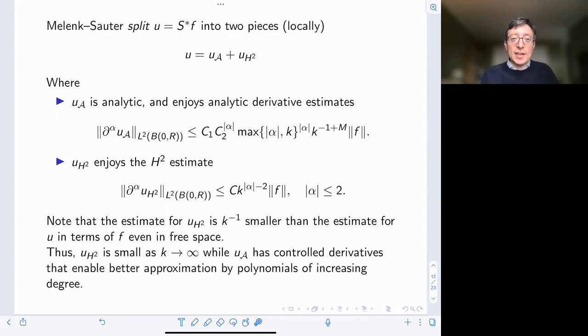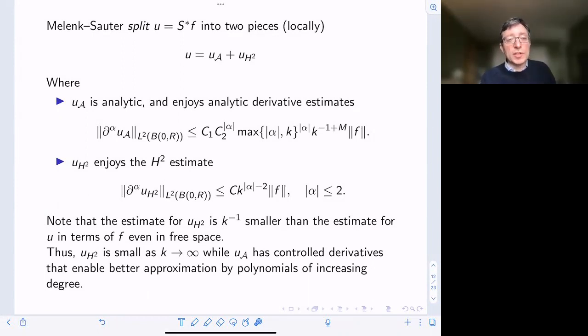So it's a fact that if I want to use a Galerkin subspace of high degree polynomials, and I have a function u on which I have good high derivative estimates, I can get a better approximation in H1. And there are a lot of known theorems along those lines. So this analytic part is good because it has these high derivative estimates. It can be very well approximated by high degree polynomials. How about the other part, UH2? So don't take the H2 too seriously. It is called UH2 because it satisfies a good H2 estimate.